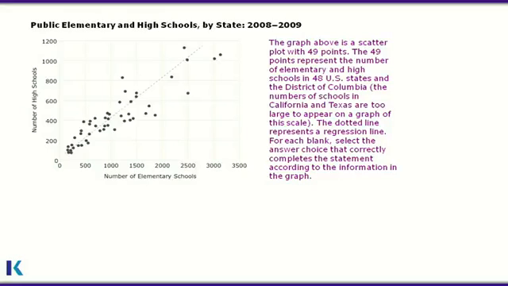Again, you see a pattern in the graph. The data points and the regression line trend upward. That pattern makes sense since states that have more kids or higher populations are generally going to need more schools of both types. So let's get solving.